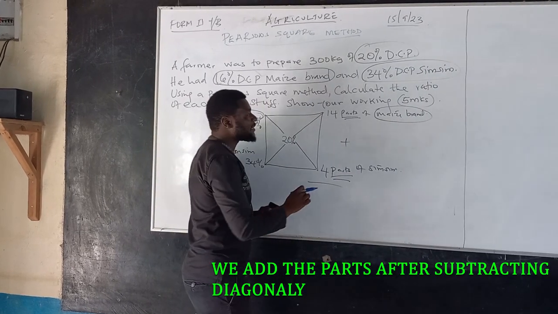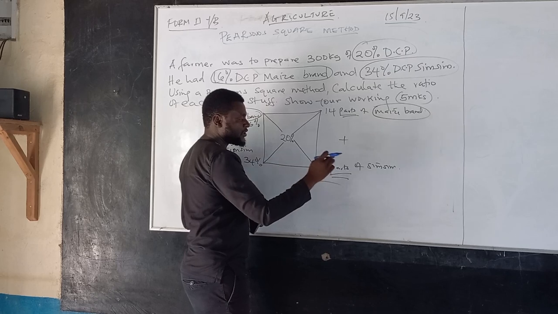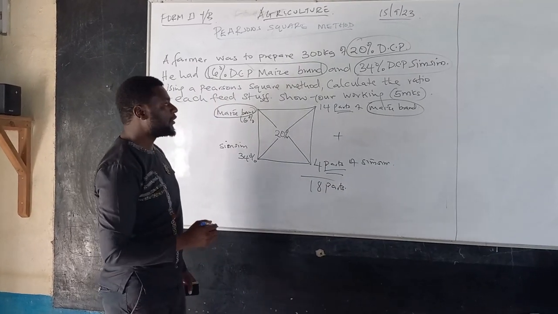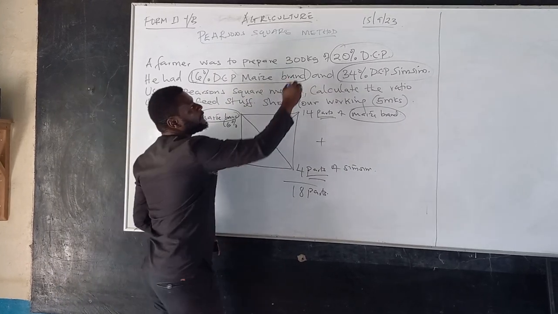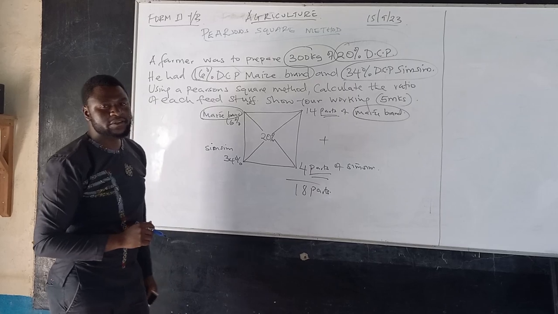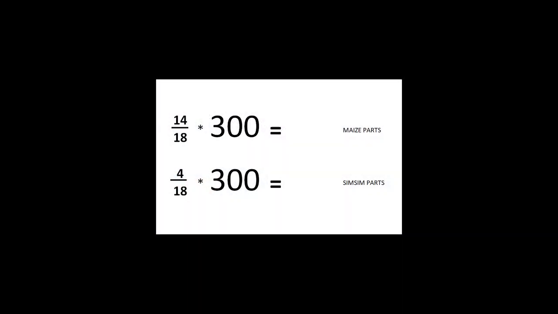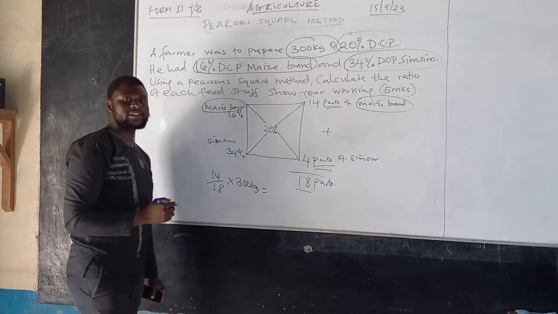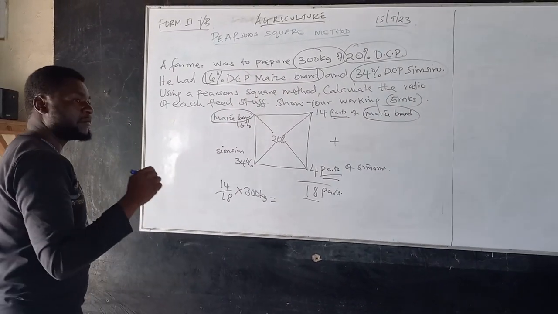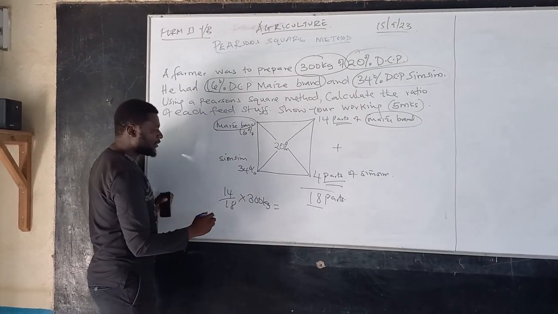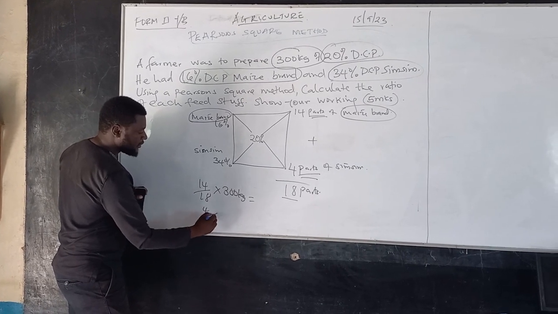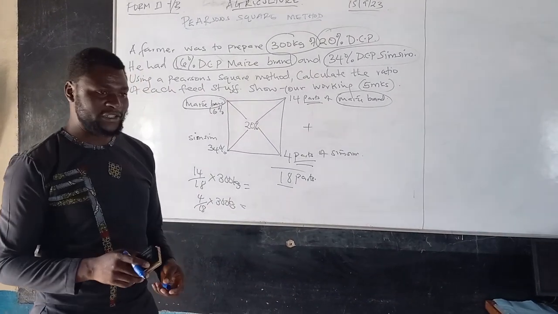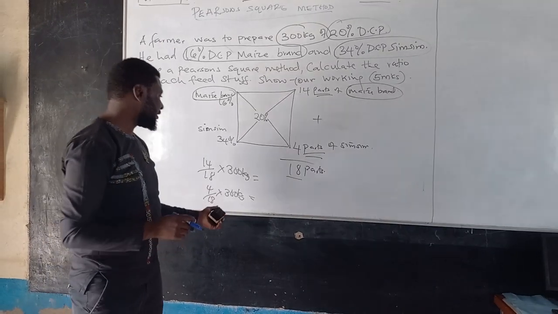Then let us add the parts. 14 parts of maize bran added to 4 parts of simsim gives a total of 18 parts. This farmer was supposed to prepare 300 kgs of that digestible protein. So we take 14 parts over the total, which is 18, times 300 kgs. Then we get the number of kgs of maize bran this farmer should use. Again, we take 4 parts over 18 times 300 kgs, and we get the number of kgs of simsim the farmer should use.